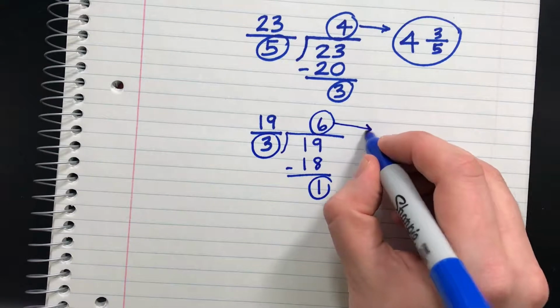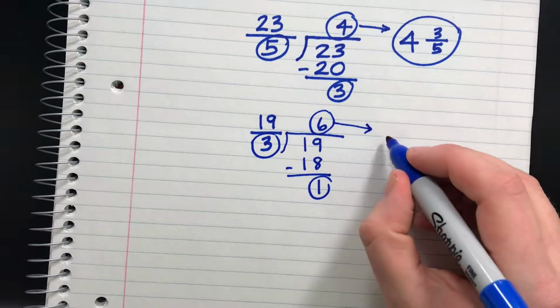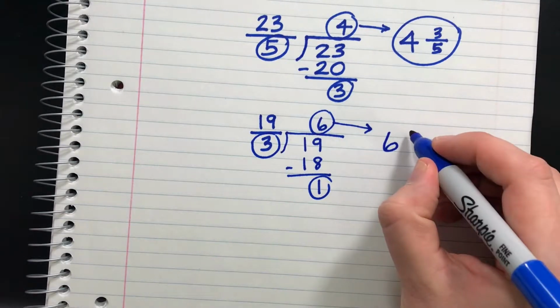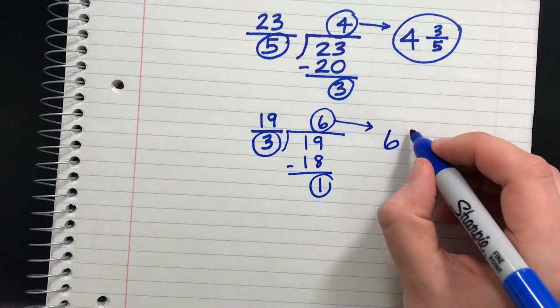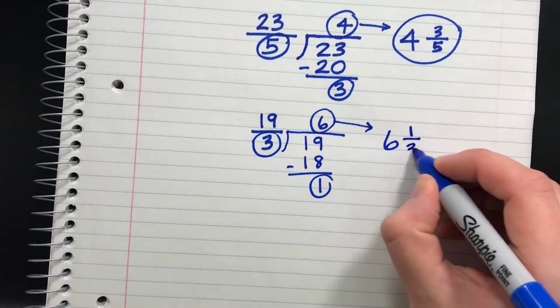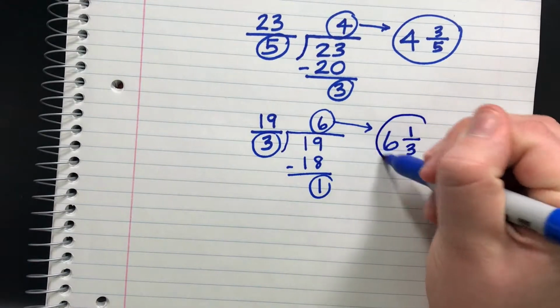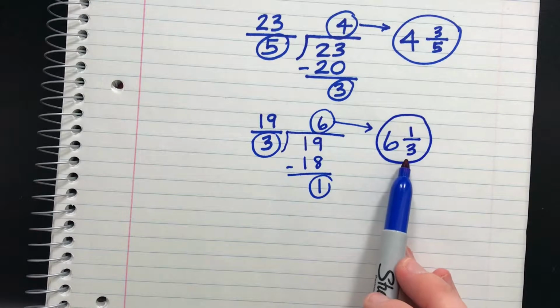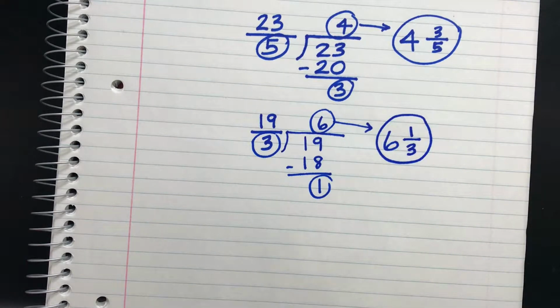Our top number, our answer, our whole number, is the whole number in our mixed number, so 6. This remainder is our numerator, and we bring the 3 over as our denominator. So 19/3 transfers to 6 1/3 as a mixed number.